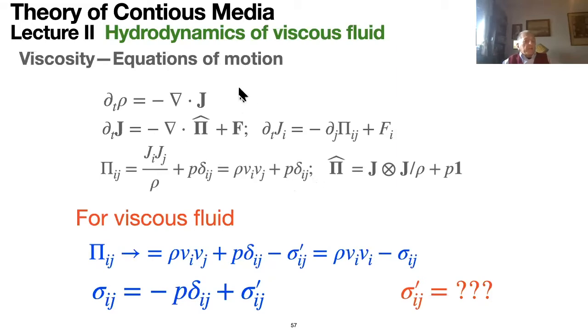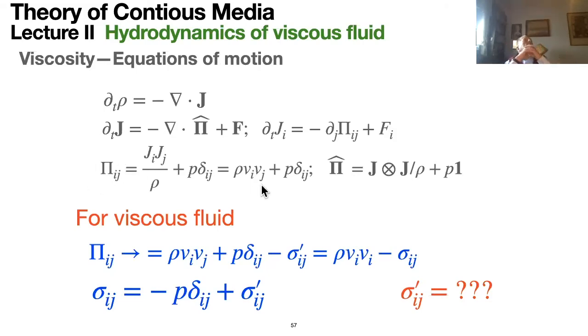So that is the set of equations which govern the adiabatic flow of the liquid. We are not talking about heat diffusion in that liquid, but we assume that the liquid as a whole is covered by adiabatic walls, so the entropy of the whole system is constant. So that is the expression for the stress tensor Pi.